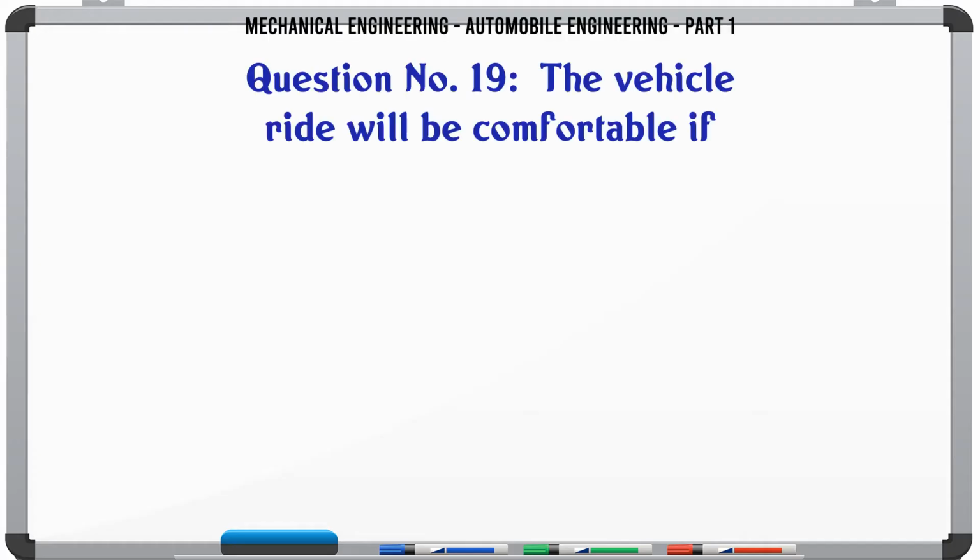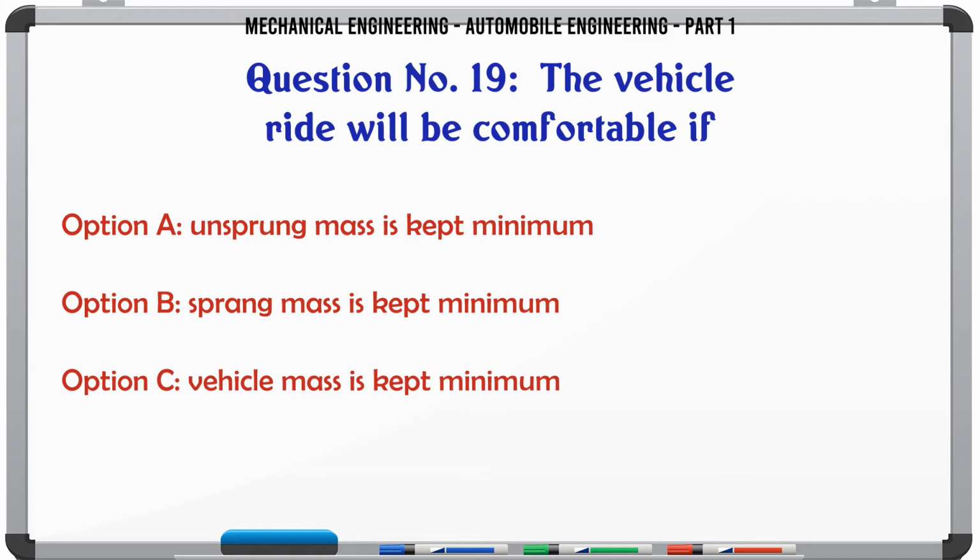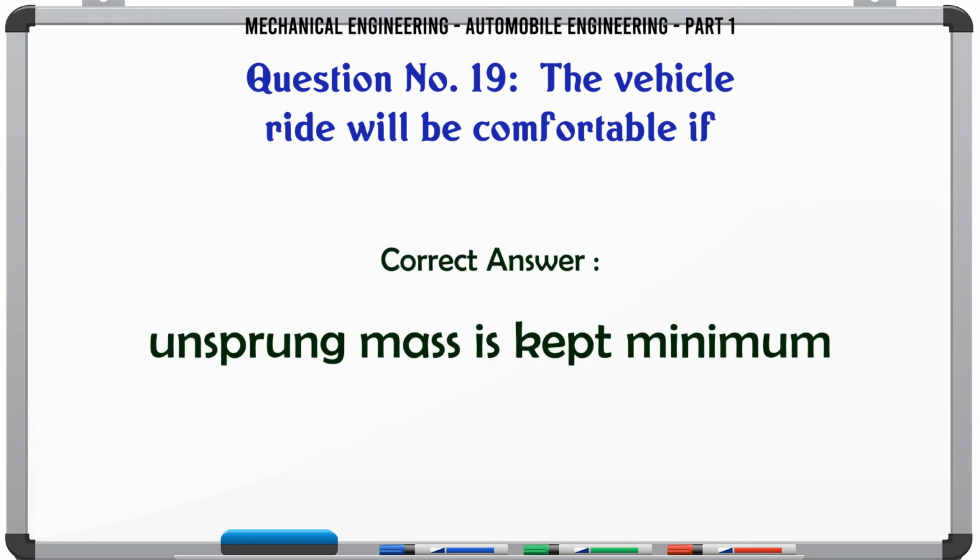The vehicle ride will be comfortable if A. unsprung mass is kept minimum, B. sprung mass is kept minimum, C. vehicle mass is kept minimum, D. all of these. The correct answer is unsprung mass is kept minimum.